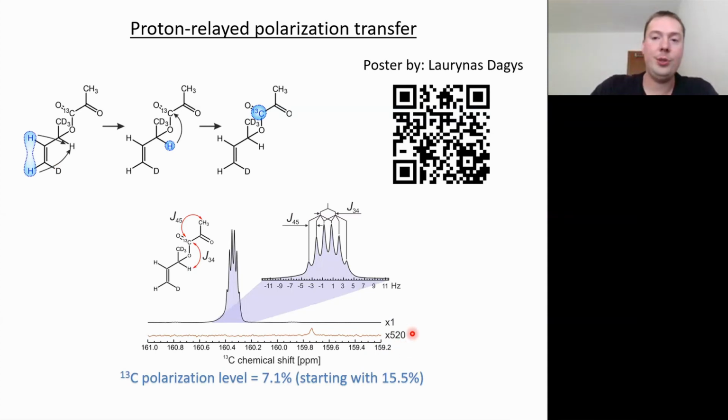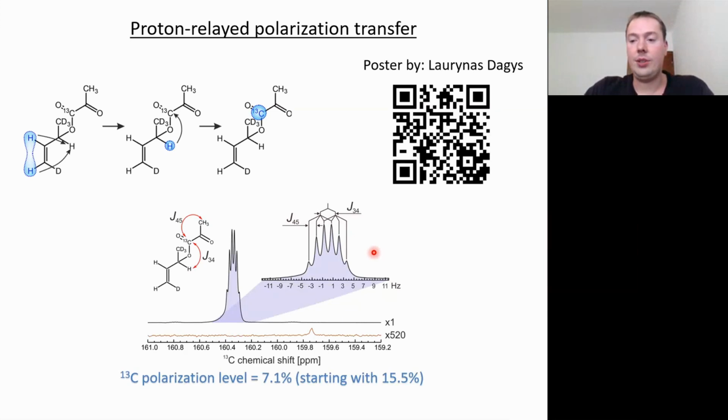So please check out the poster, just scan the QR code and talk to him if you want to know more about this. And especially he is working on implementations for ZULF NMR for these kinds of molecular systems, which you will also see on that poster.